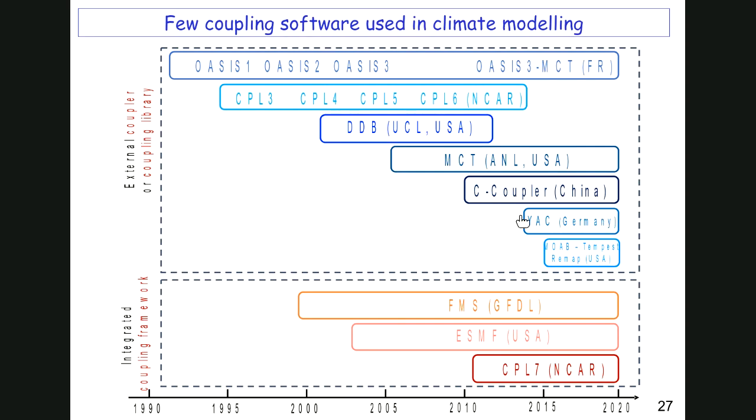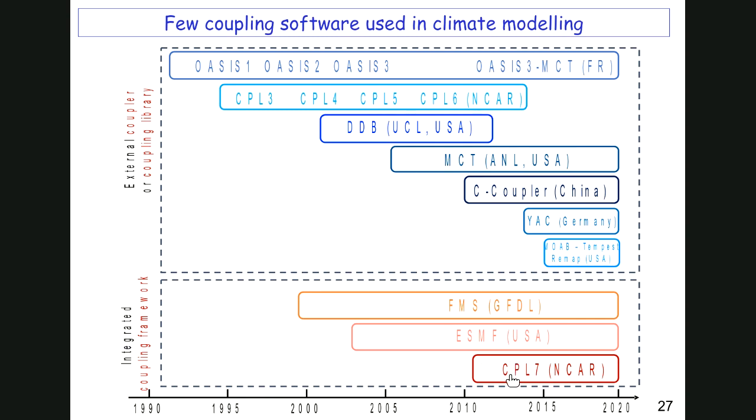And more recently, we have the development of the MOAB TempestRemap, which is currently being developed to replace MCT in the Energy Exascale Earth System Model, a state-of-the-art Earth system model project funded by the DOE in the US. And you see that at NCAR, they switched from CPL6 to CPL7. They've switched from the coupling library approach to the integrated coupling framework approach.